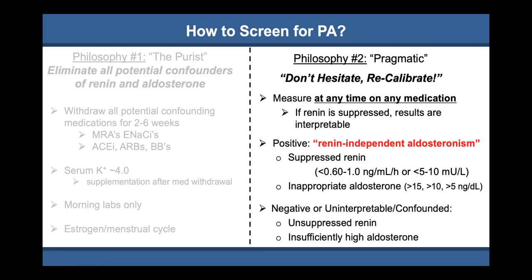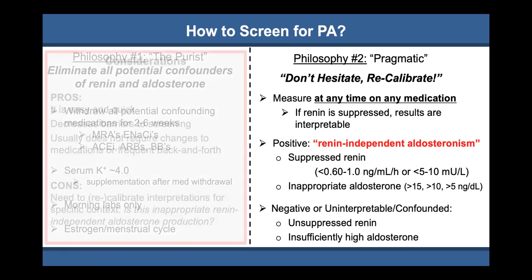Using this pragmatic philosophy, what is a negative or uninterpretable or confounded screen? It's one where the renin is not suppressed when you had a high pretest probability, or the aldosterone level is not high enough. And on a case-by-case basis, when you end up in this scenario, you can consider a washout or removal of confounders to increase the likelihood that you'll be able to include or exclude the diagnosis with confidence.